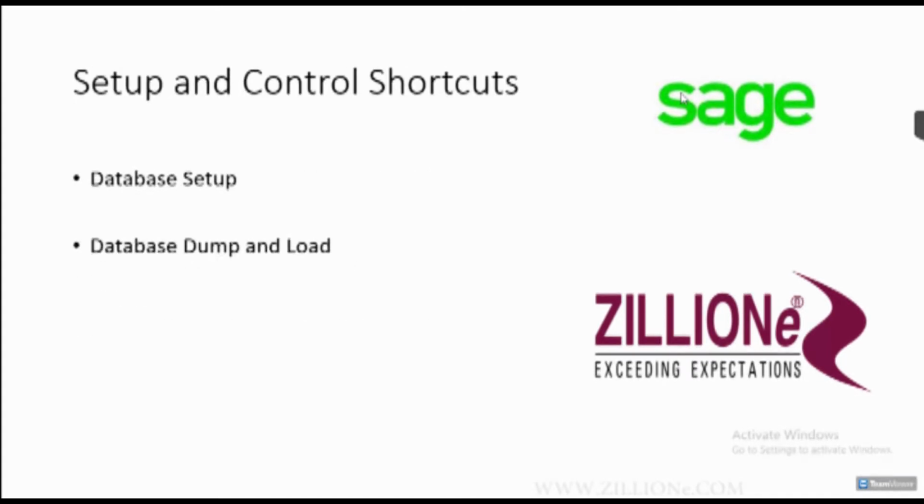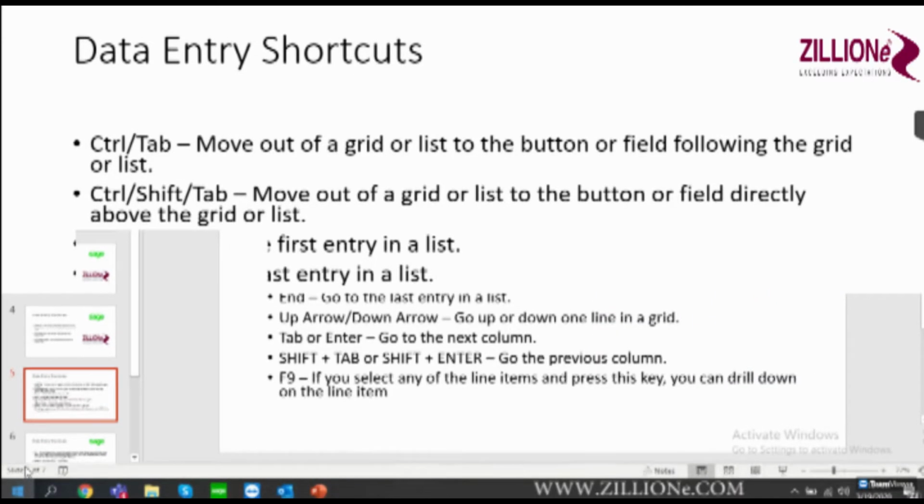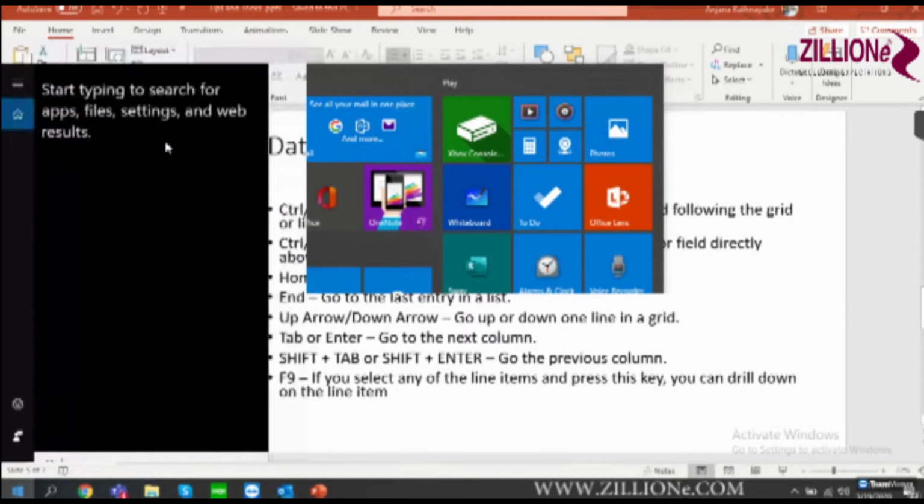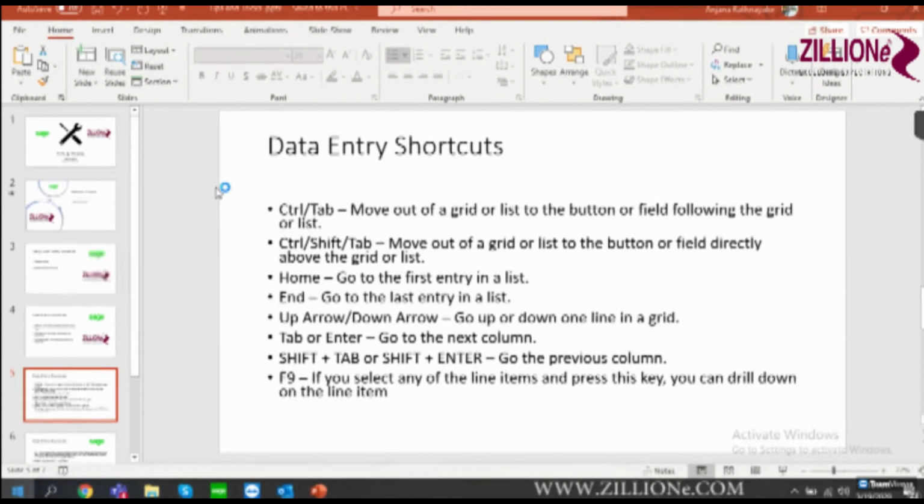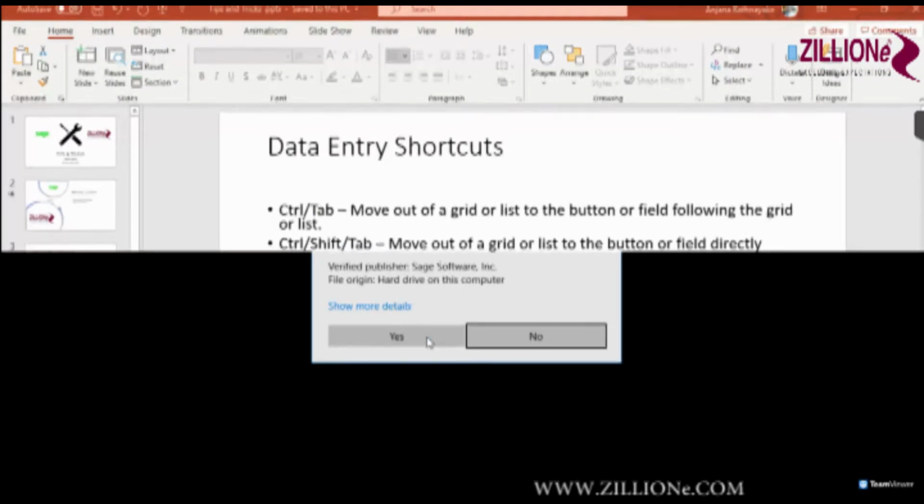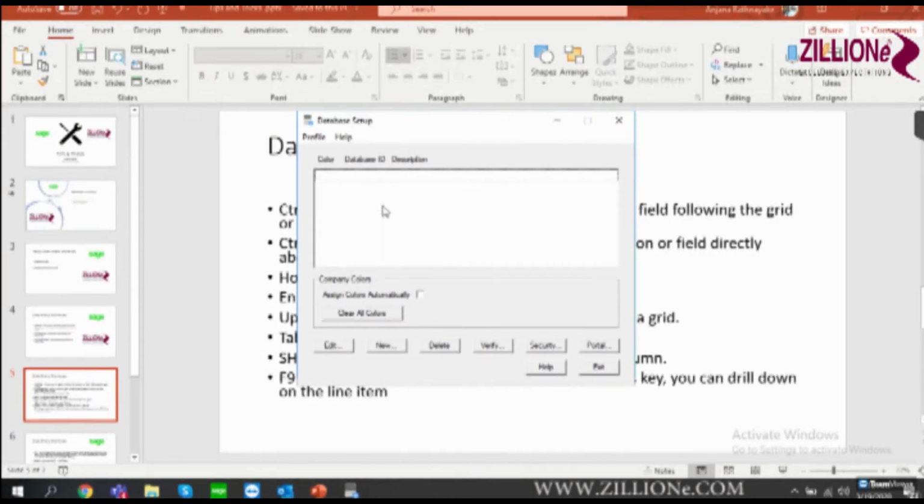So basically, I'll start from the database setup. Normally you can find database setup once you install the Sage application on your desktop. This is the place where we set up our login companies, and this database setup can be accessed only through the admin login because it does not allow any other logins.